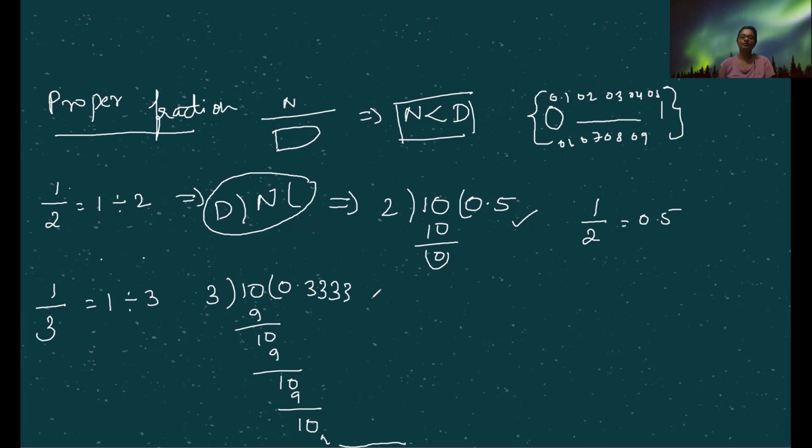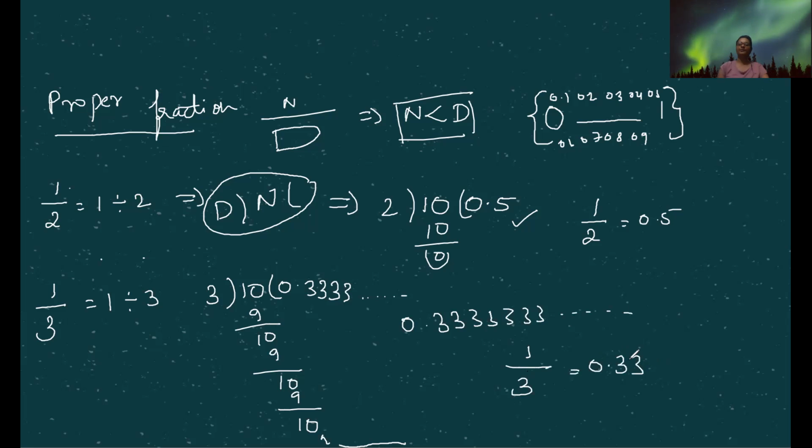So the answer is actually 0.3333333, which goes on forever. But you can just put two 3s. So 1 by 3 is equal to 0.33. You can stop it there. Okay, so this is the answer. This is how you should do a proper fraction.